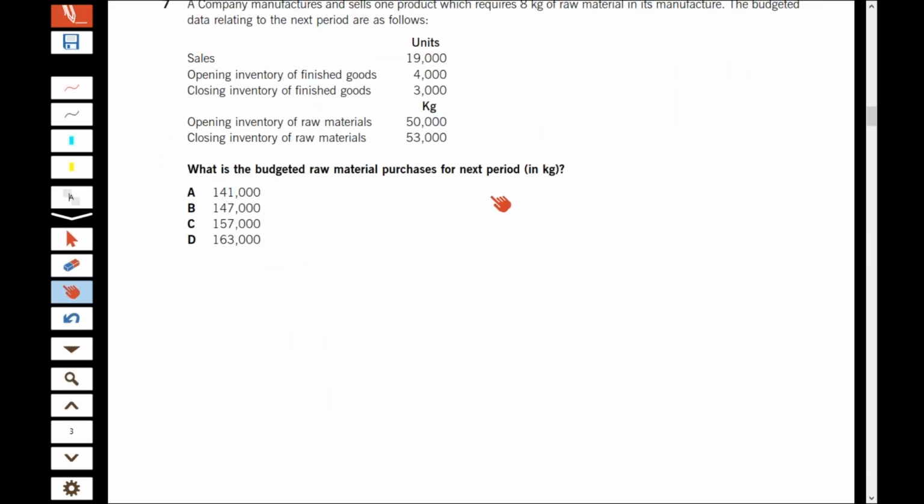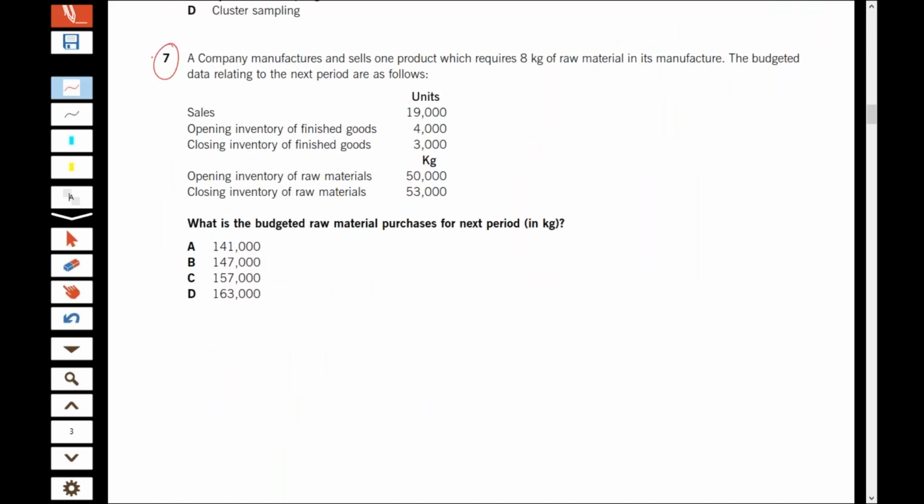Number seven is yet another interesting question. It's not a challenging question. It's related to the budget. What is the budgeted raw material purchases for the next period?